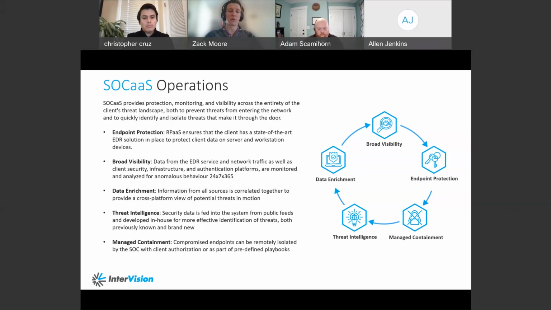Combine on top of that, both public and in-house developed threat intel to help identify threats as they come in. And then we've got managed containment as well, so that if compromised endpoints are identified, we can have playbooks on how to isolate those. We can proactively isolate workstations. We can reactively isolate servers that we see compromises on, so that as threats try and enter your environment, and if a threat tries to spread, we can limit its scope.